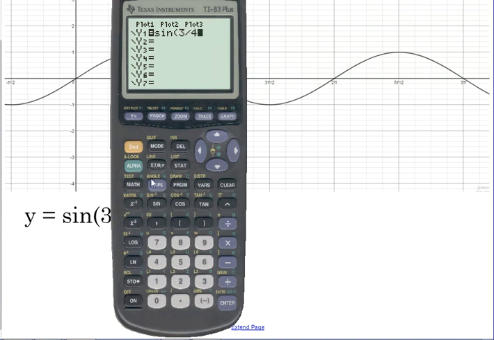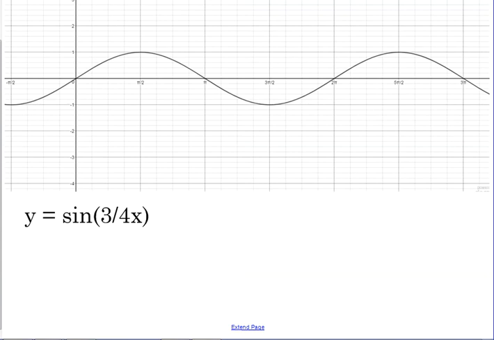So I'm going to type this in so we can see. If I keep my window the exact same as what's on the paper, I can't even see a complete cycle anymore. So what it has done is it has expanded this horizontally. So let's go through and talk about what it's changed. Period, midline, amplitude. Let's talk about, first of all, what it has not changed.